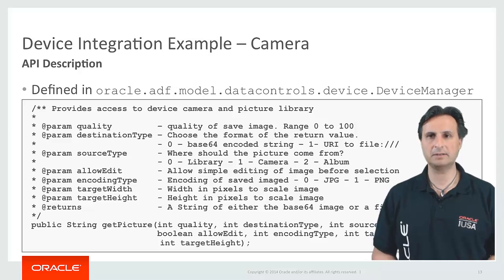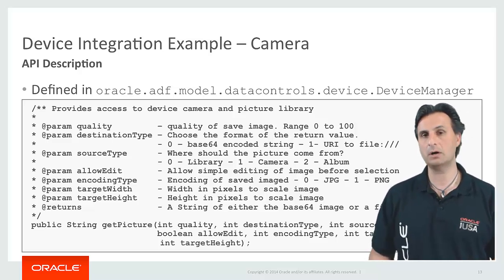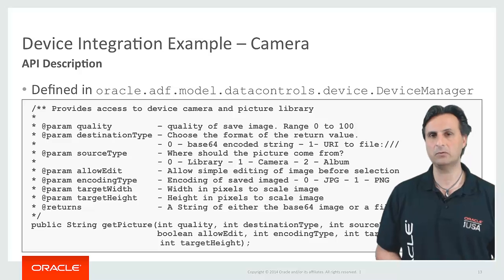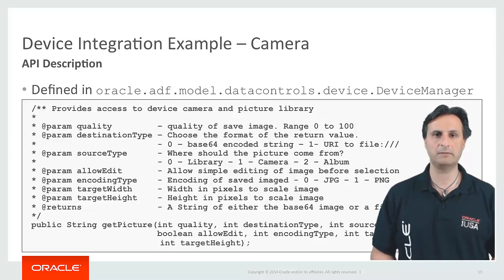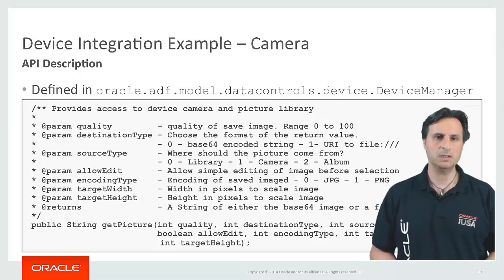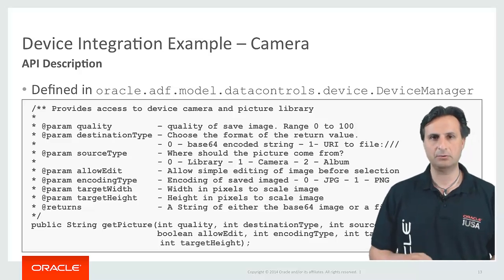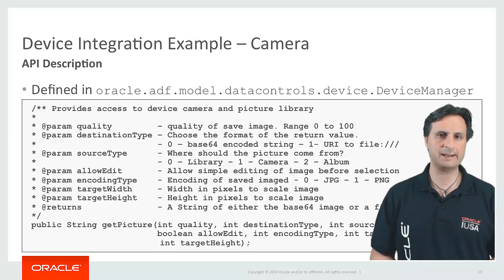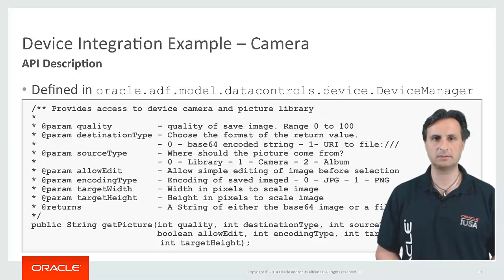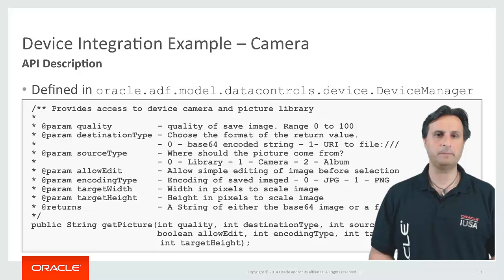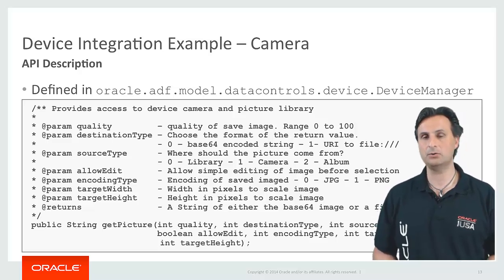Then you can define the destination type. Do you want to have a reference to an image on the file system, or do you want to have the image being returned as a base64 encoded data stream, which makes it a good candidate for streaming it to a remote server? The source type could be specified as an argument, like, do you want to read that directly from the camera or from the photo library that you have on your device? And some of the devices allow you to even edit the camera taken picture before you send it off, so you can specify this as well.